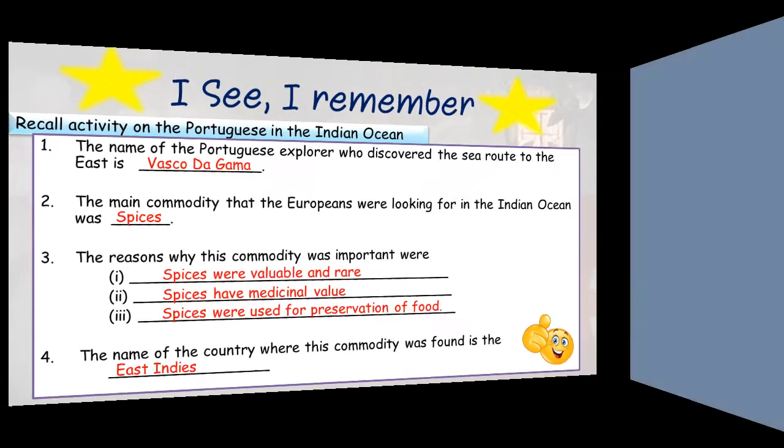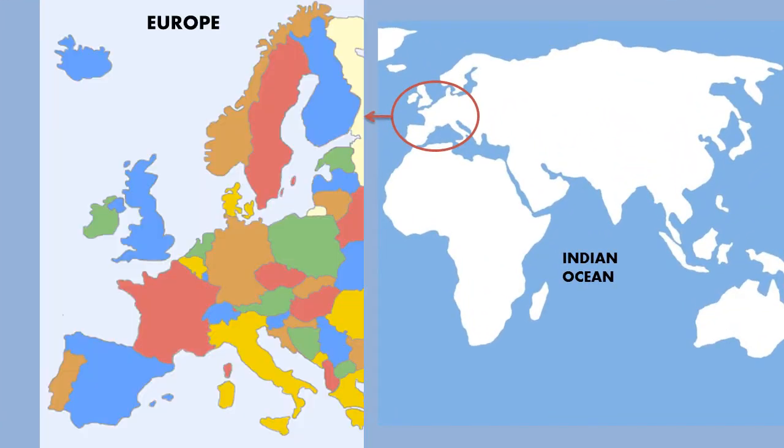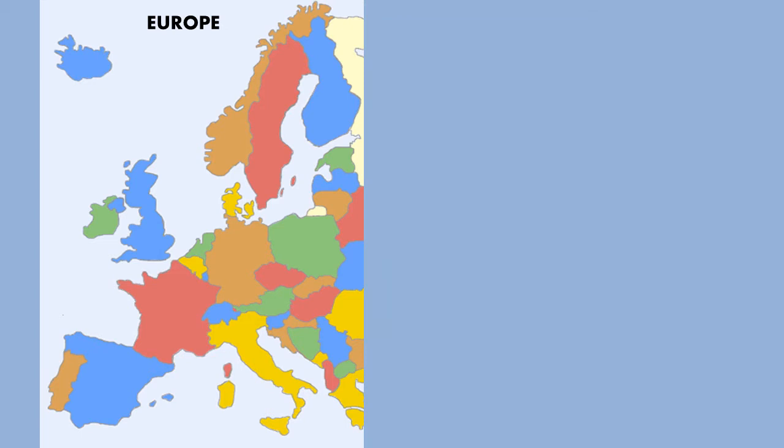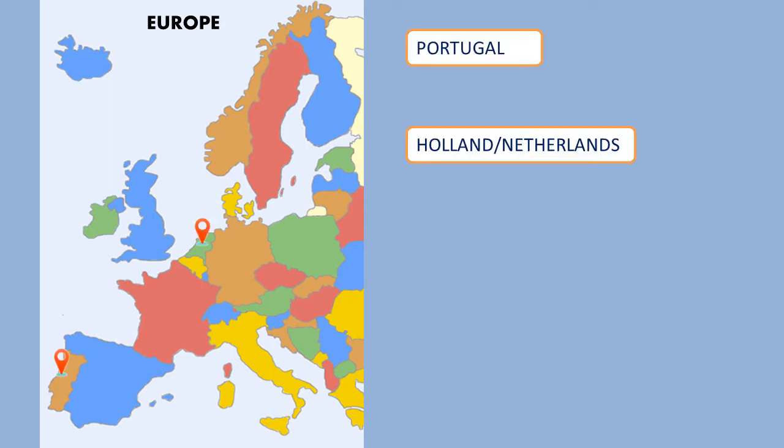You have also learned in your previous classes that other European sailors navigated and traded in the Indian Ocean. On the map shown on your screen, locate the other countries from which European sailors came. Correct. Portugal, Holland or Netherlands, France, and England.